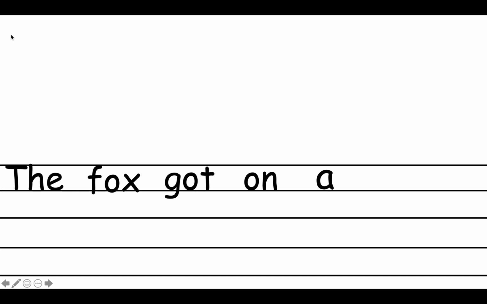So our final word, let's have a look at our sentence so far. So we have the fox got on a, and it's another x word. I'll give you that as a clue. Can you remember it? Think about it in your head. Okay, last word, the final word of our sentence is box. Box.